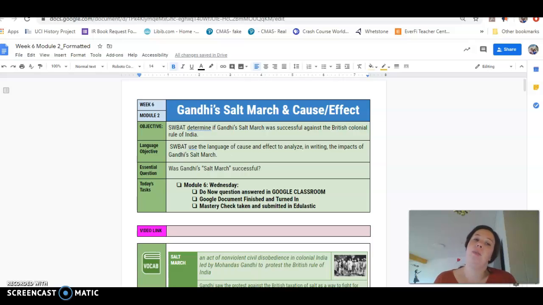All right, guys, this is week 6, module 2, Gandhi's Salt March and Cause and Effect. So our objective for today's lesson is that you will be able to determine if Gandhi's Salt March was successful against British colonial rule in India. And then the language objective is to use language of cause and effect to analyze in writing the impact of Gandhi's Salt March. You will be answering this question at the end of this module. So be considering, was Gandhi's Salt March successful?